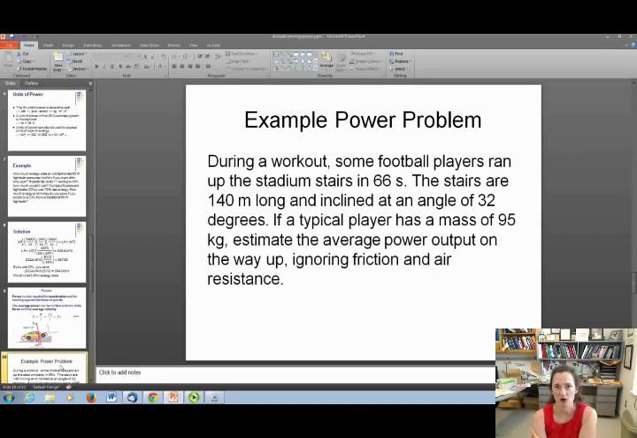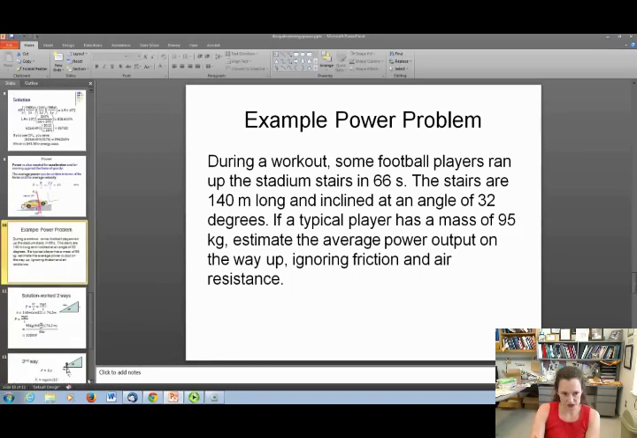Let me do an example power problem for you. I'm going to do it two ways so that you can see the two approaches that you might take to solve any of these power problems. During a workout, some football players ran up the stadium stairs in 66 seconds. The stairs are 140 meters long, and they're inclined at an angle of 32 degrees. If a typical player has a mass of 95 kilograms, then estimate the average power output on the way up, ignoring friction and air resistance.